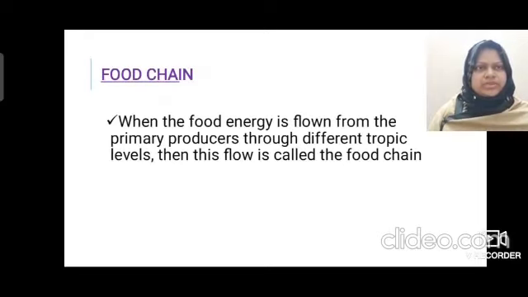Now, food chain. When the food energy is flown from the primary producers through different trophic levels, then this flow is called food chain.